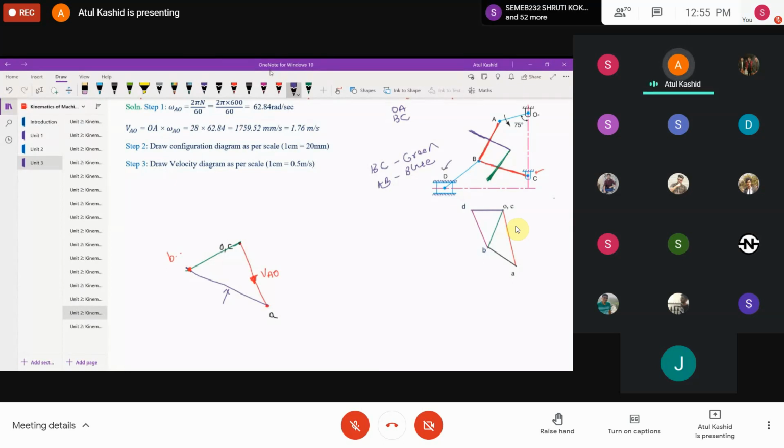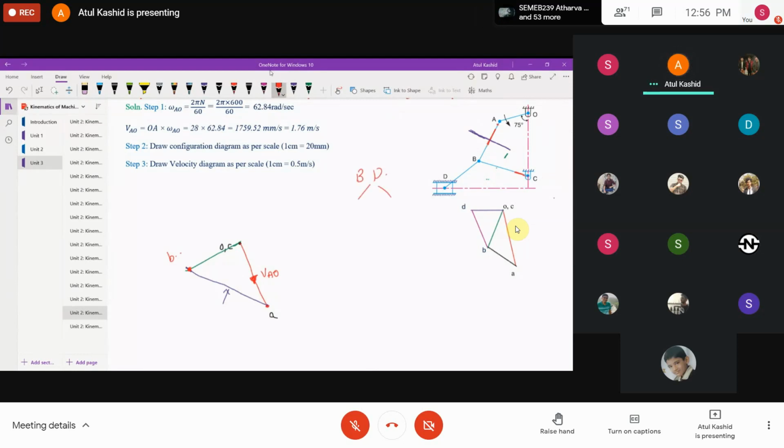Because we have O point in our velocity diagram, we have A point, we have B point, we have C point. Now only one point is remaining, that is the piston point, that is the point D. So how to identify that point D now? For D, we are going to target the link BD.